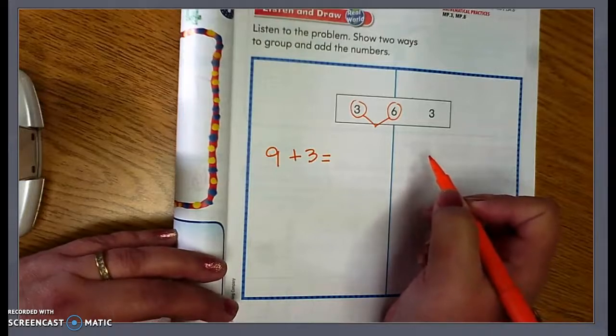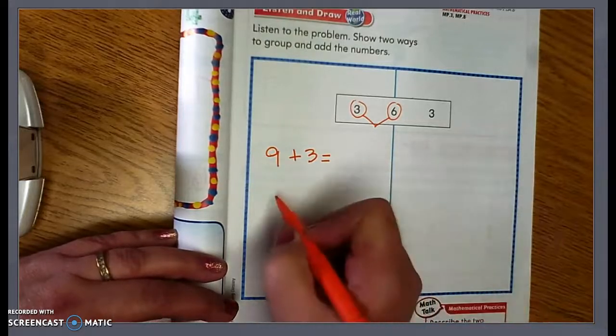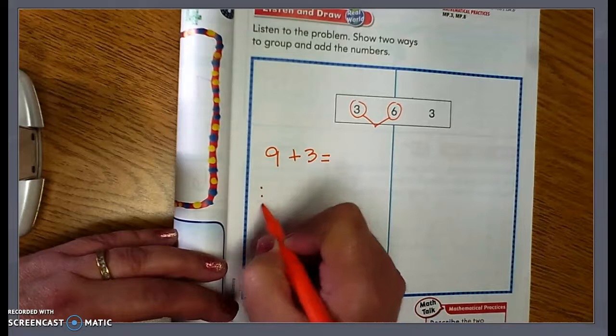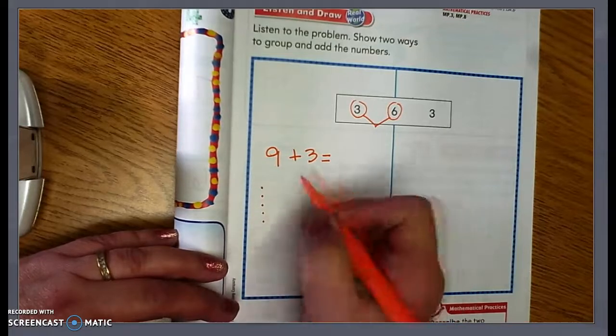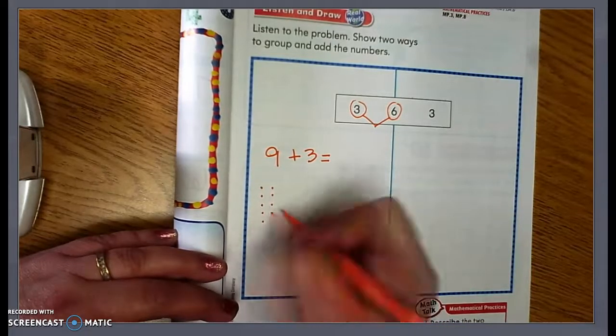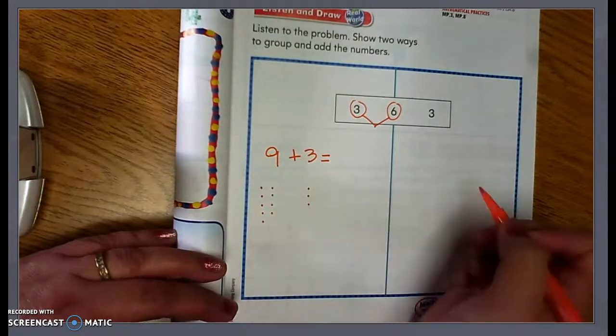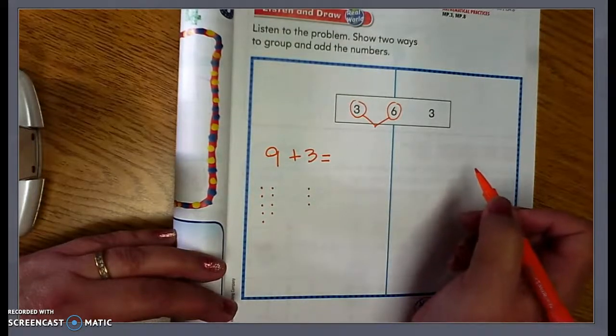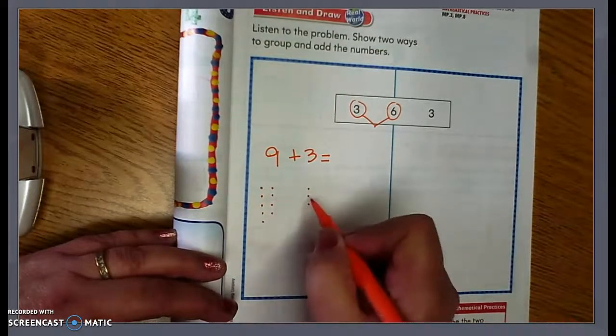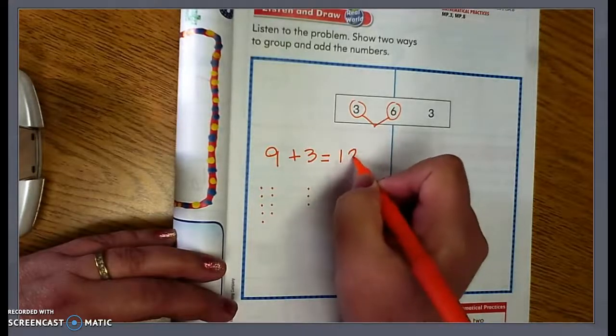so if you would like to draw a quick picture to help you solve this, so we have 1, 2, 3, 4, 5, 6, 7, 8, 9, plus 1, 2, 3. So 9 plus 3 equals 12.